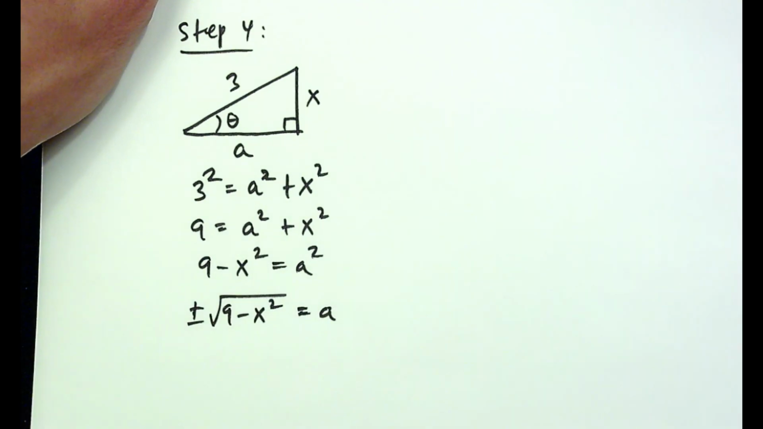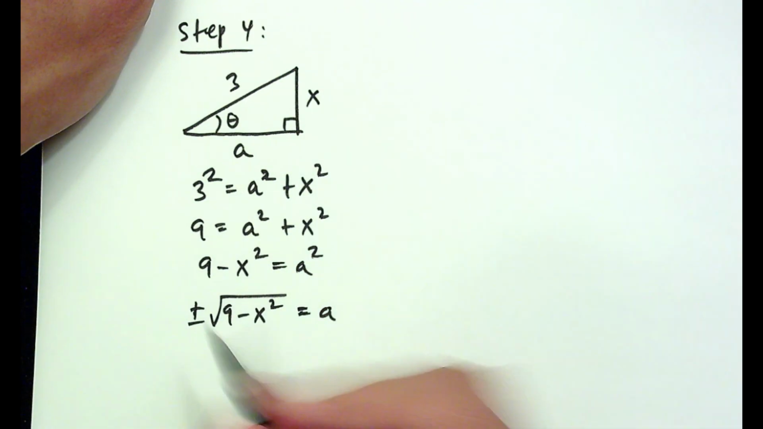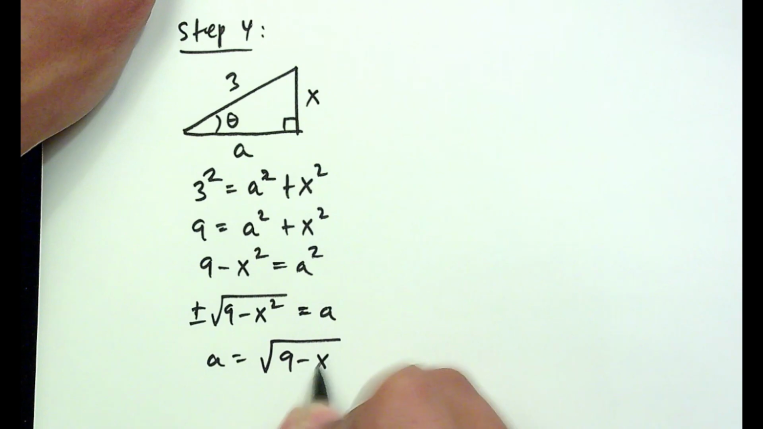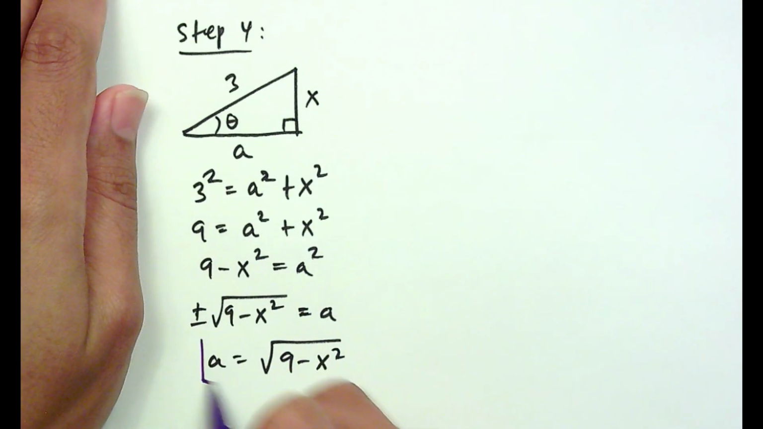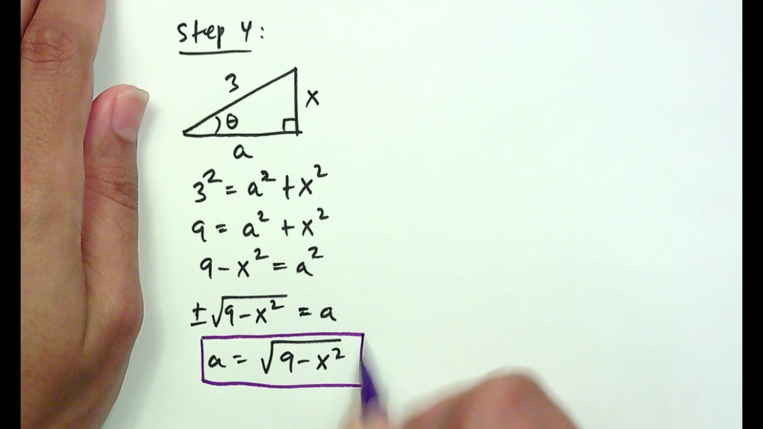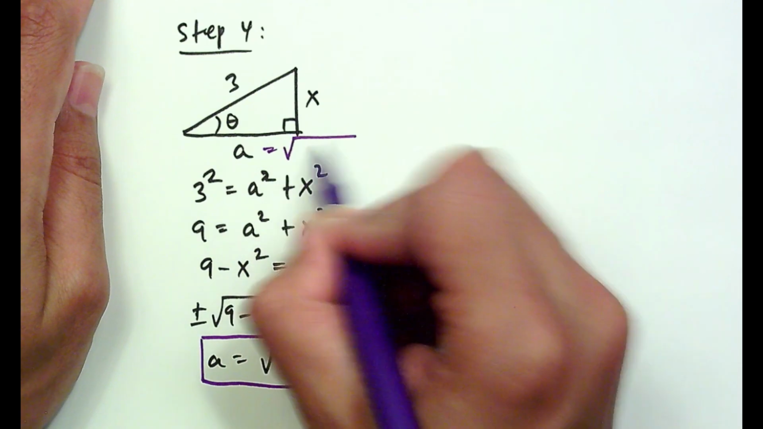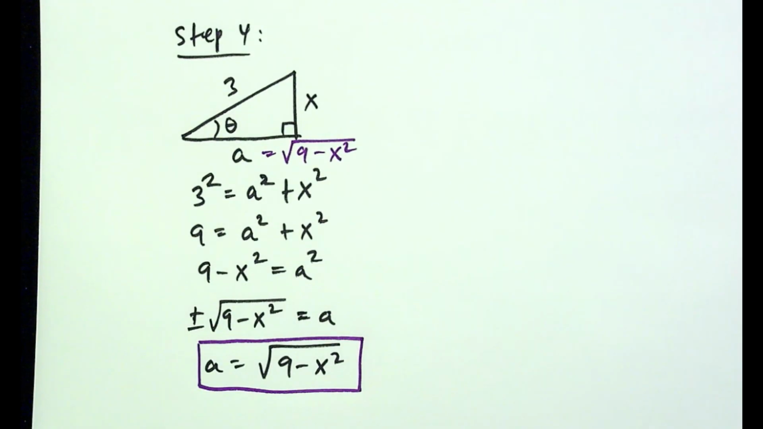But of course, again, this is a geometry problem. Negative answer doesn't really make any sense, so A is just positive square root of 9 minus x squared. So that is what A is. In other words, A equals, going back here, square root of 9 minus x squared. And that's it, we're almost done.